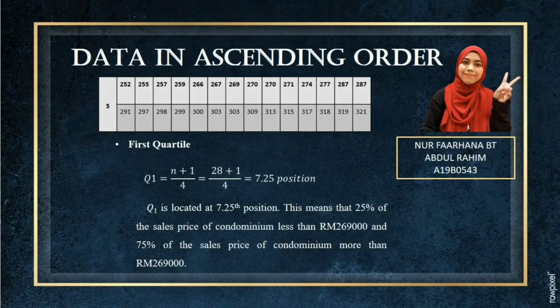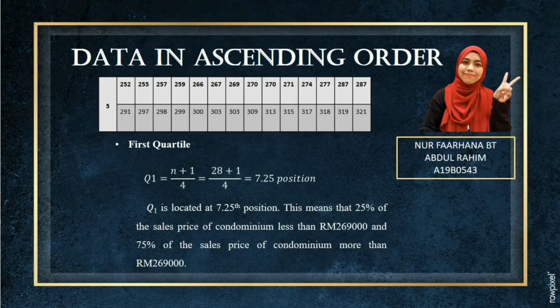The method that I use to measure position is the quartile. First of all, we must arrange our data in ascending order, from lowest to highest. To measure position, I use the first quartile and third quartile. For the first quartile, we have a formula: Q1 equals (N plus 1) divided by 4. N is the total of data.